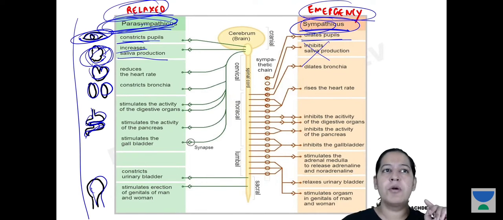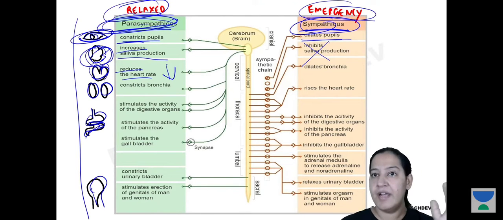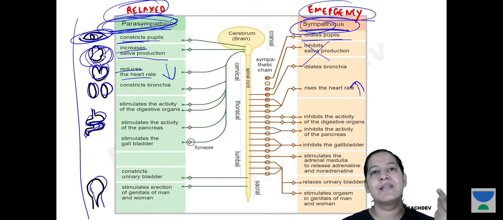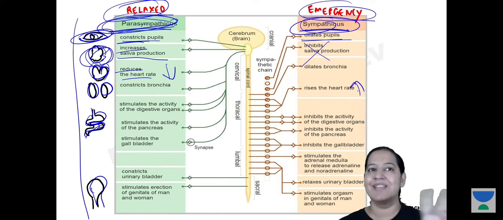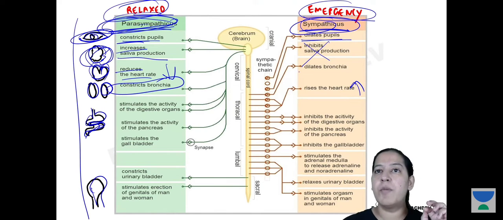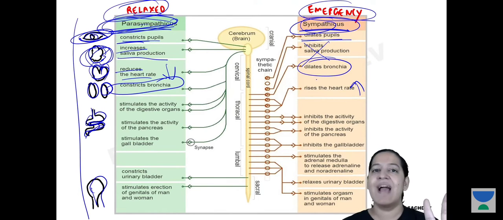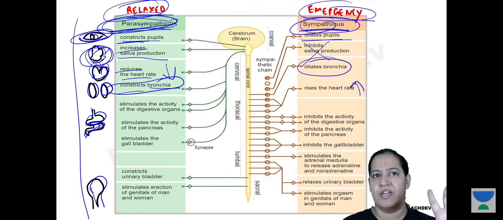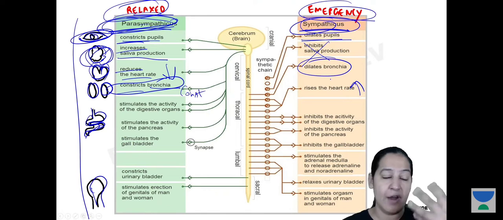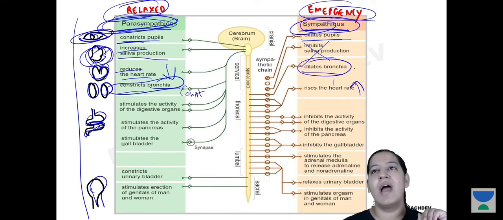If you talk about the heart, currently my heartbeat is less. My heart rate is less. But in case of emergency, we know heart rate increases. Just before exam, during exam, we have tachycardia. So that is about the heart. About the lung, what about the lung? During the relaxed state, I don't need more oxygen. So my lungs, my bronchi are constricted. They are constricted because I don't need more oxygen. But during emergency, I need more oxygen. I have to run. I have to save my life. So my bronchi are dilated. So that is about the lung.